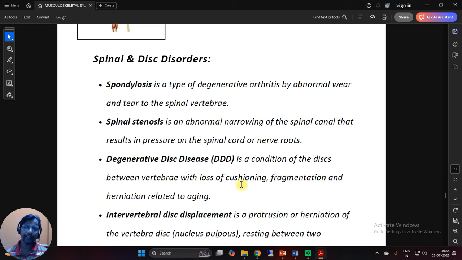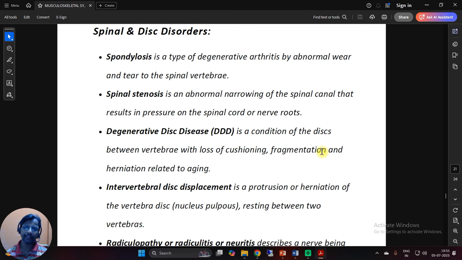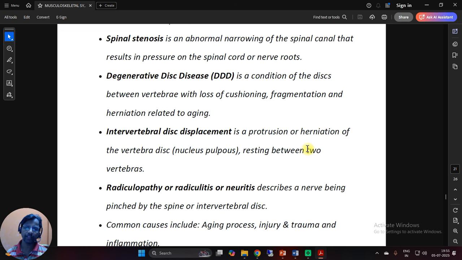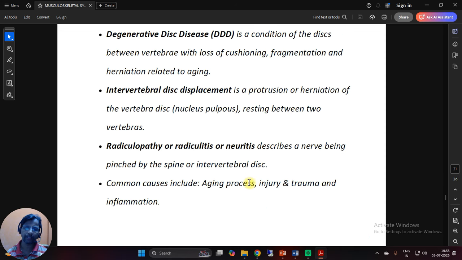Degenerative disc disease is a condition of the disc between vertebrae with loss of cushioning, fragmentation and herniation related to aging. Aging means because of the age. Intervertebral disc displacement is a protrusion or herniation of the vertebral disc resting between two vertebrae.